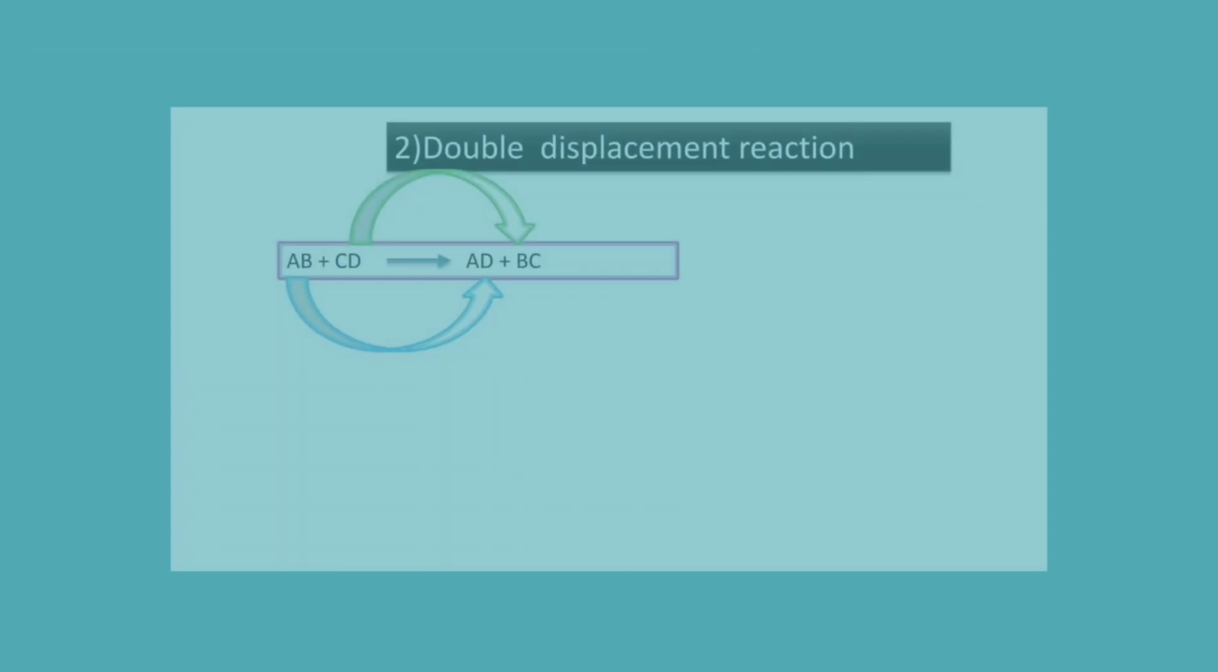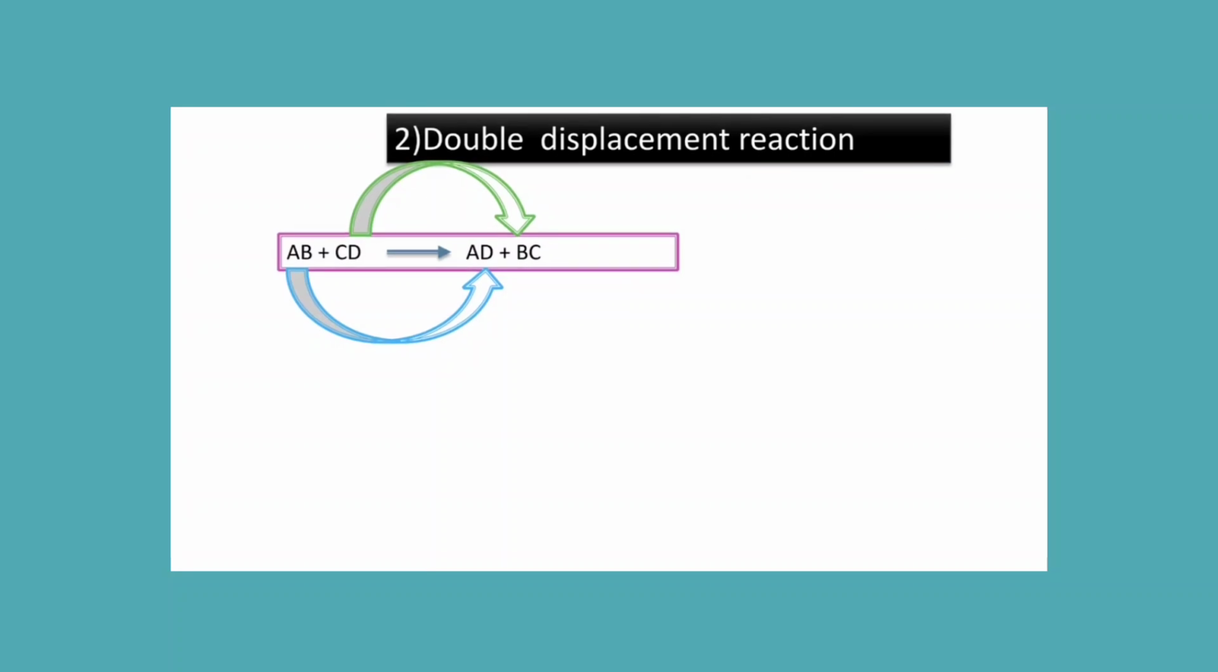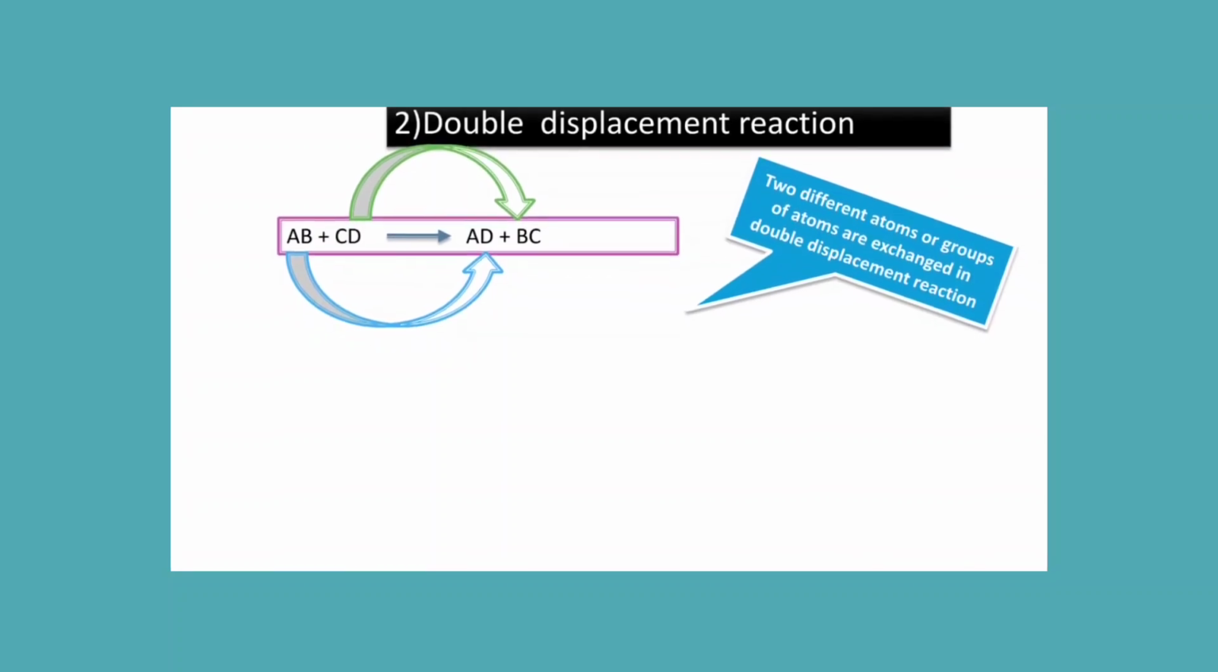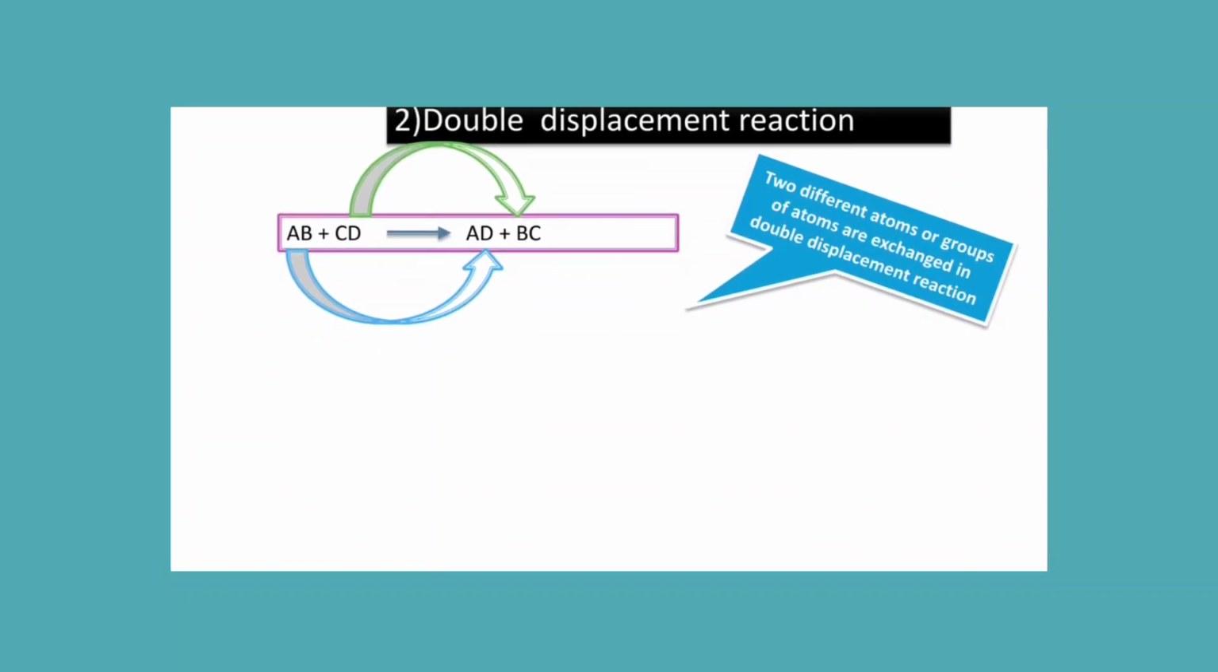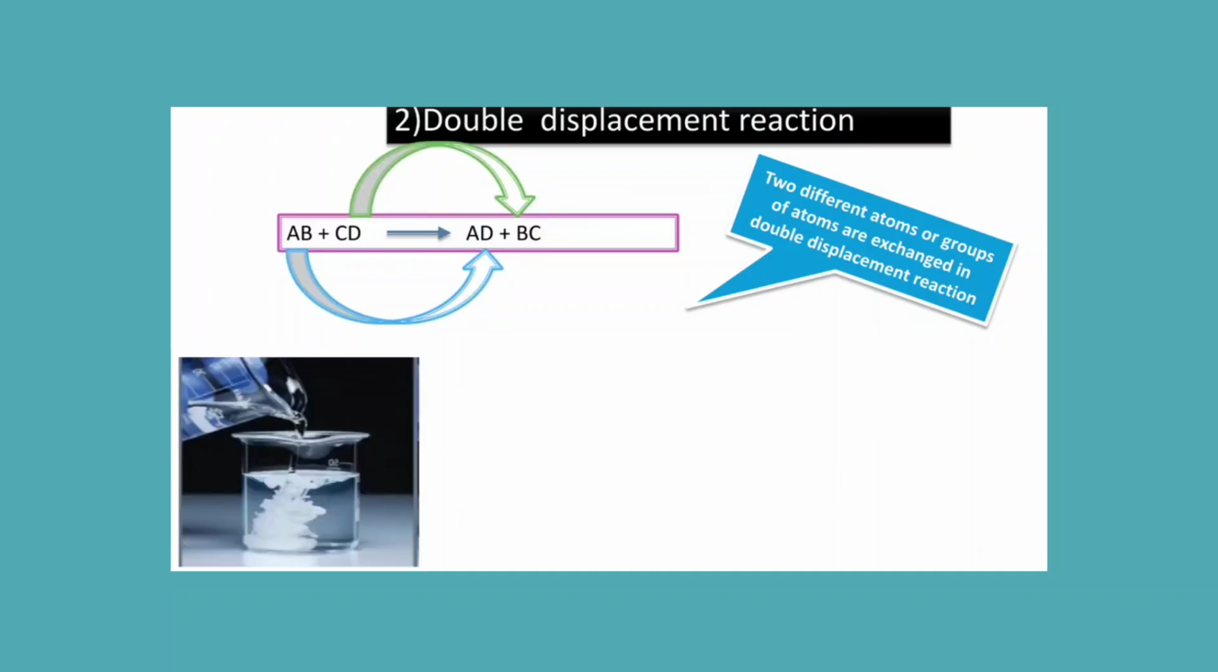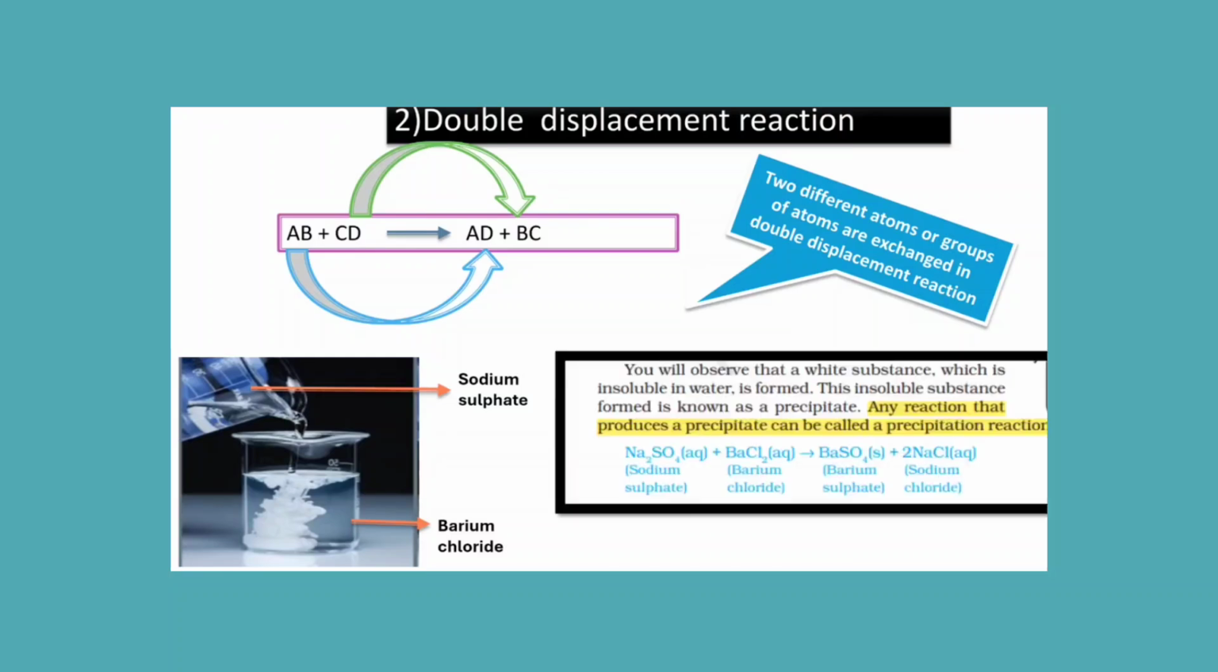Next is double displacement reaction. Two different atoms or groups of atoms are exchanged in a double displacement reaction. For example, take barium chloride in a beaker, add sodium sulfate into it. After some time, we can see a precipitate formed inside that beaker. So it is a type of precipitation reaction. That means any reaction that produces a precipitate can be called a precipitation reaction.